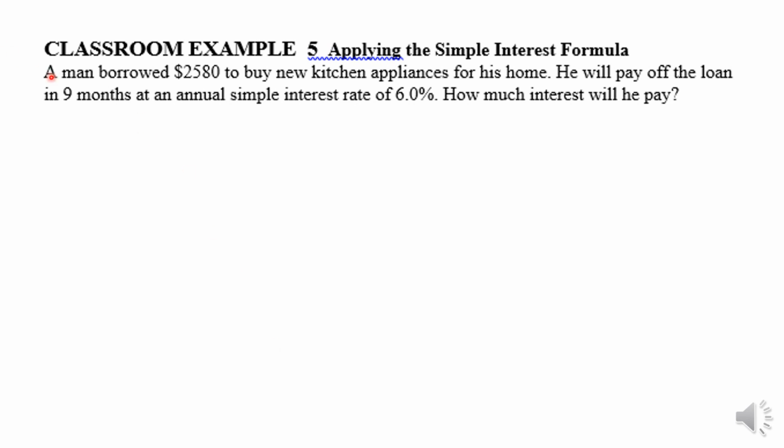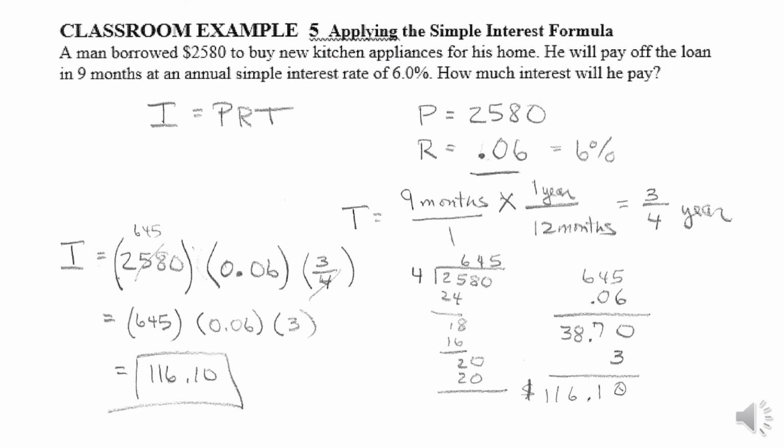So I will let you pause this and read it, and then we'll apply what we have to solving this problem. So please work through this problem and see how you do. Let's see how you did. So here's the formula. The principal is this. The annual interest rate was 6%, but that is listed as a decimal. That is 0.06. And you have to change the time from months into years. And we don't use a calculator, so I did these calculations without a calculator, and the answer would be $116.10.